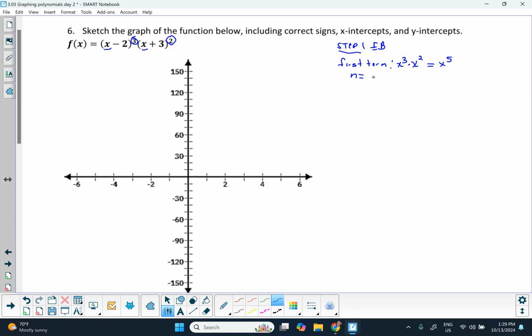That tells me that the highest degree is 5, which is odd, and that our leading coefficient is 1, which is positive. And that tells me that the function is going to fall to the left and rise to the right. Step 2.